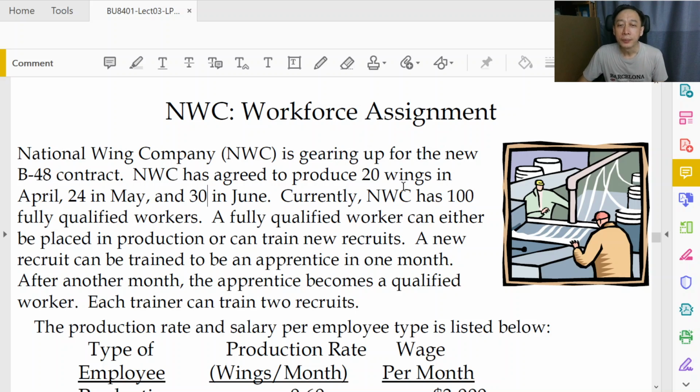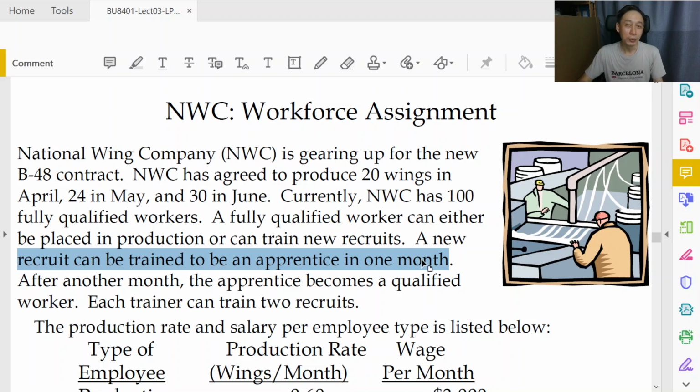It has workers, right? So you have 100 fully qualified workers, and we might wonder at this point what does fully qualified mean. So let's read on. A fully qualified worker can either be in production or in training. Okay, so we're in a situation where we can grow, we can train new recruits. They are the incoming workforce. A new recruit can be trained to be an apprentice in 1 month.